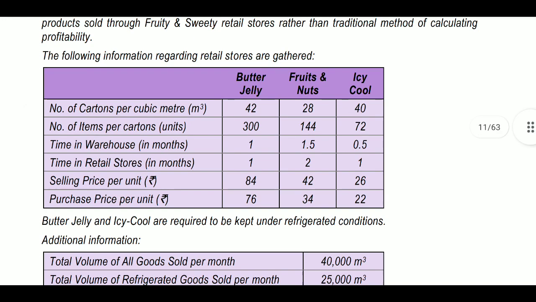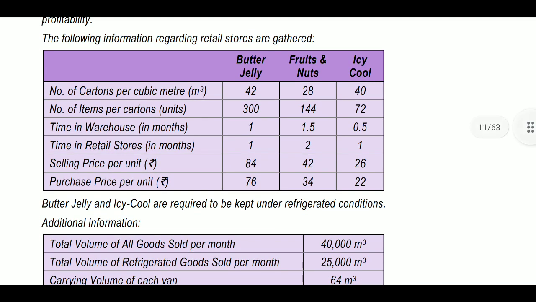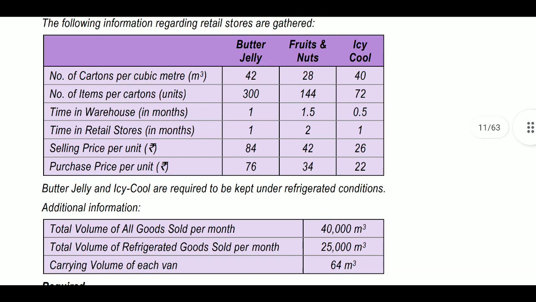Next, time in warehouse. It is provided in months, that is 1, 1.5, 0.5. Next, what they provided for retail store was 1, 1, 1, in months. Next, selling price per unit, that is 84, 42, 26. Purchase price was provided. So selling price minus purchase price, we will get the gross profit.